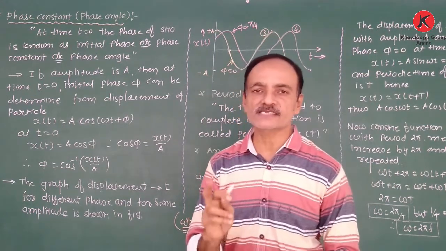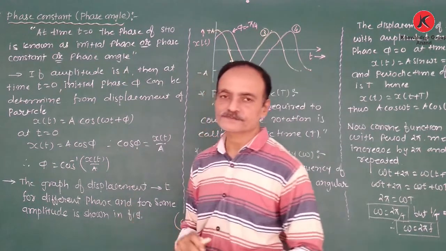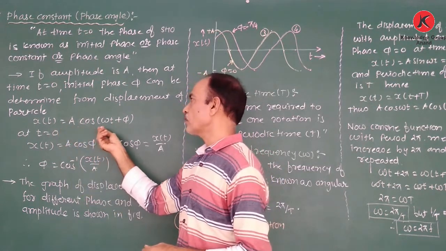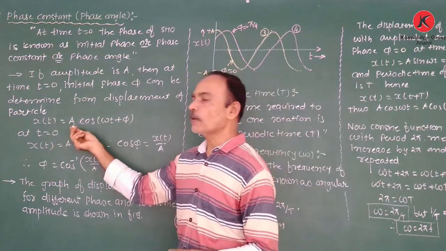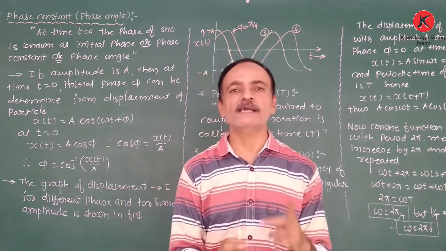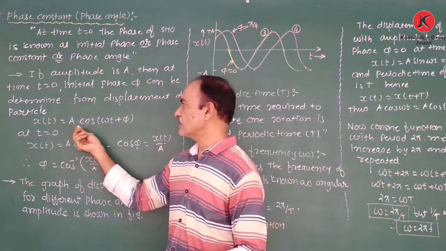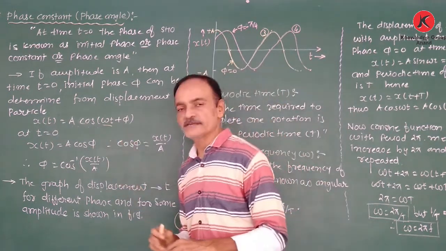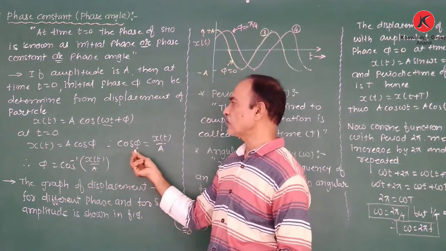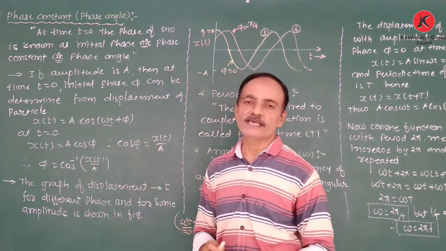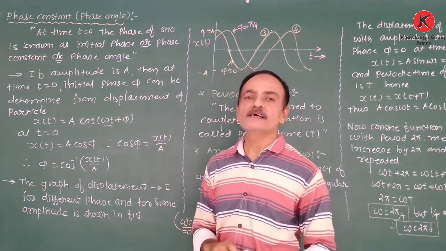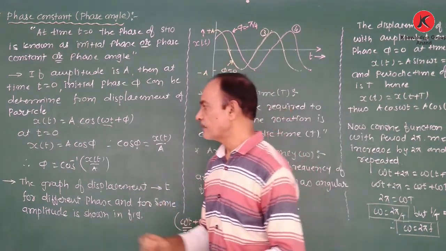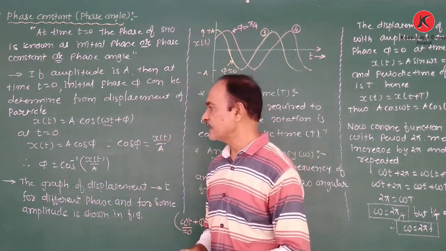Our aim is to obtain the equation of the initial phase or phase constant phi. We substitute t is equal to 0 in this equation. Therefore, x(t) is equal to A cos omega t plus phi. Here the amplitude of oscillation, that is the maximum displacement of a particle, is A. Therefore, x(t) is equal to A cos, with omega t becoming 0 because we substitute t is equal to 0, leaving only cos phi. So x(t) is equal to A cos phi, therefore cos phi is equal to x(t) upon A. x(t) is the displacement of the particle at that instant of time, and A is the maximum displacement. Therefore, phi is equal to cos inverse of x(t) upon A.